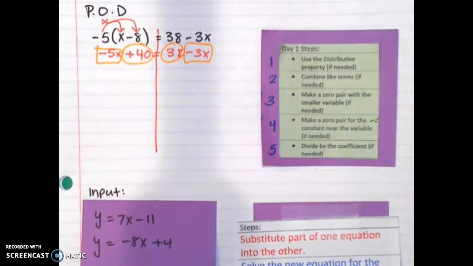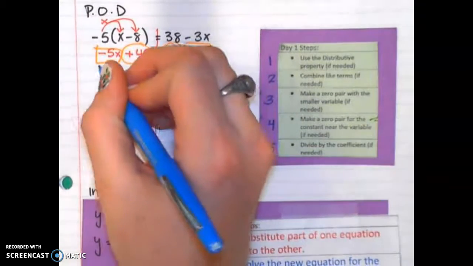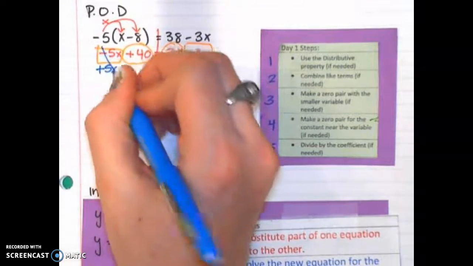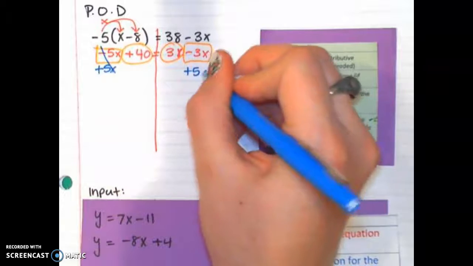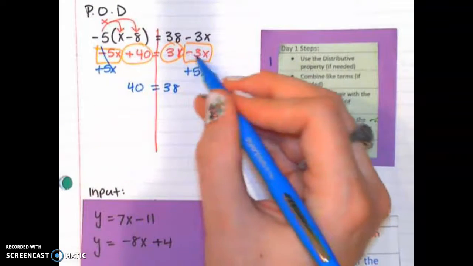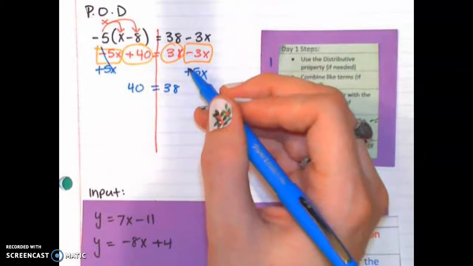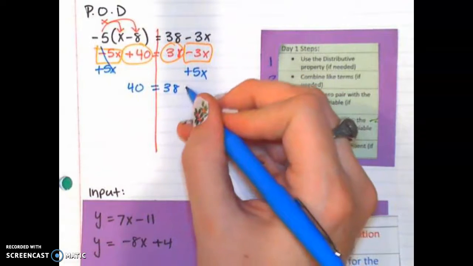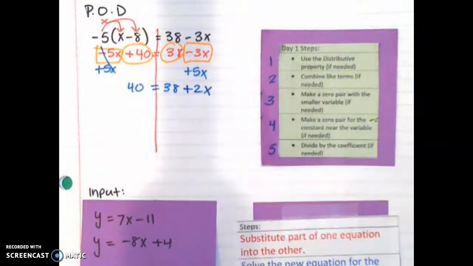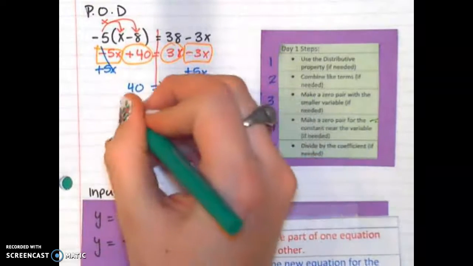So I'm going to move on to make a zero pair with the smaller variable. The smaller variable is negative 5x, so I'm going to do the opposite. I'm going to add 5x to both sides. So I'm left with 40 equals 38 plus 2x. I have a positive and a negative, I subtract those and get 2, keeping the sign of the larger number, which is positive, so it's plus 2x. Now I've got to get rid of the constant near the variable, and that is this 38, so I'm going to subtract 38 from both sides.